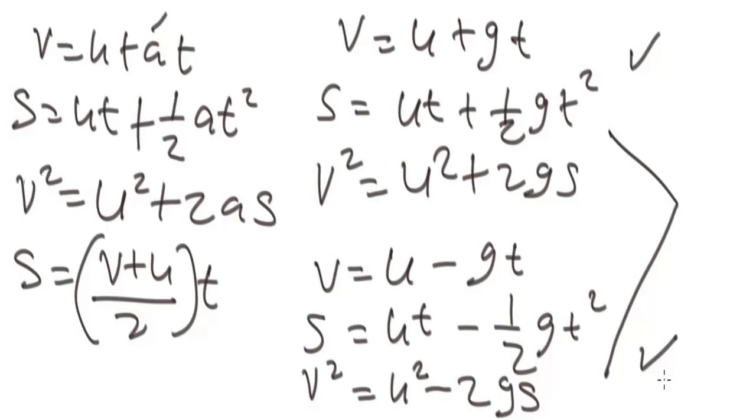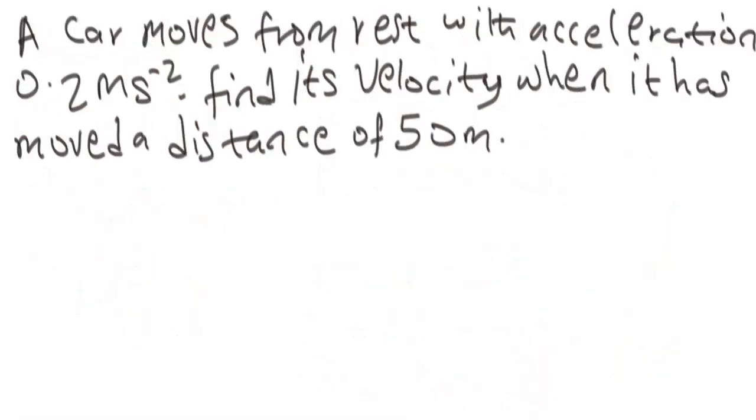Right, so let's look at a couple of problems here and solve them together so that you understand how to apply these equations to any question or any problem you are dealing with. Okay, so let's solve this problem together. It says a car moves from rest with acceleration 0.2 meter per second square. Find its velocity when it has moved a distance of 50 meters.